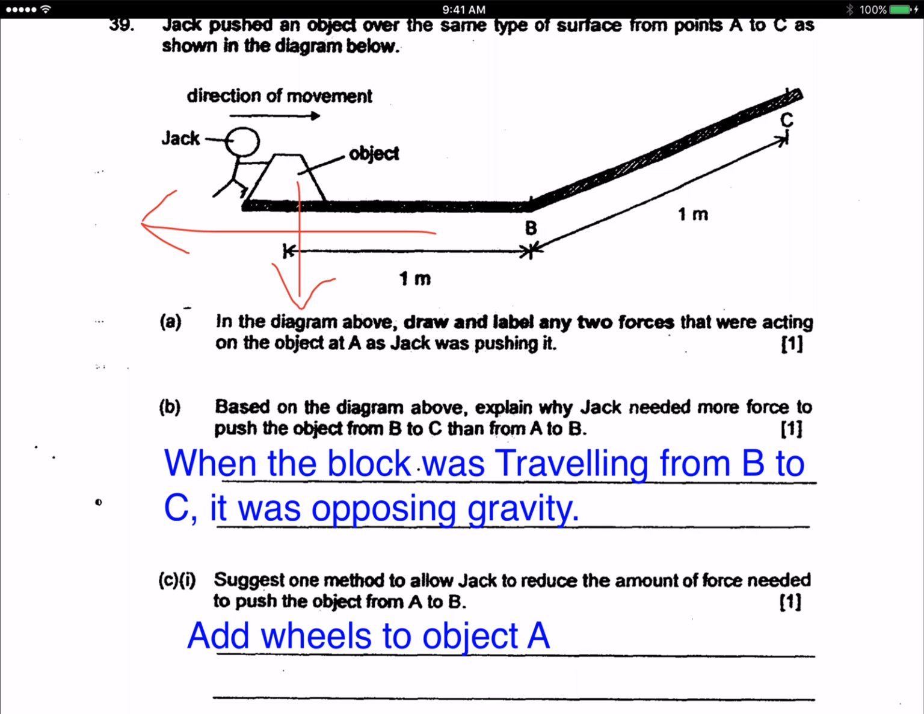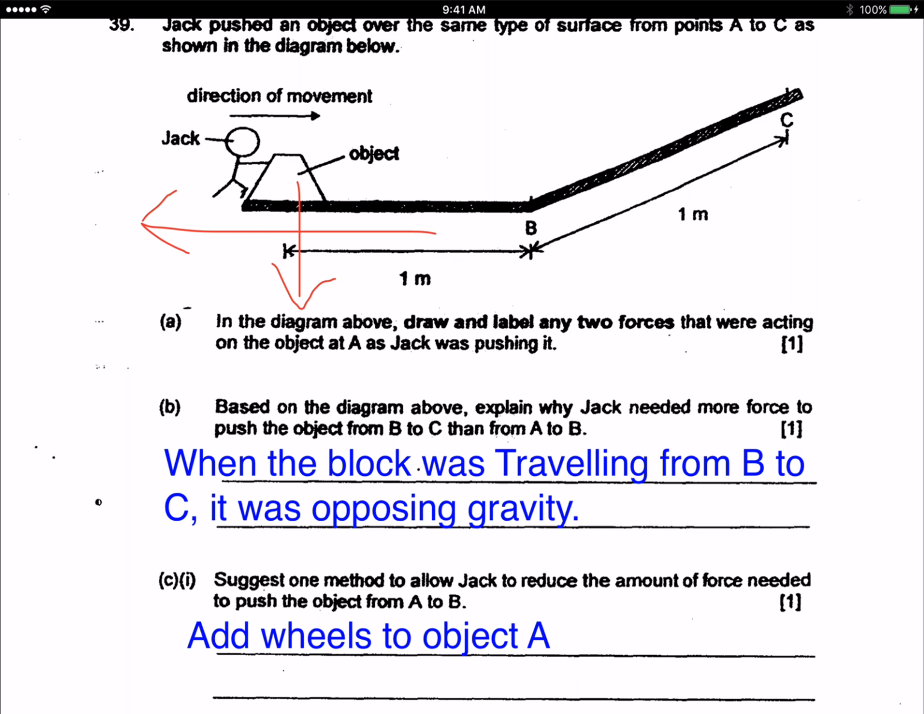So for part B, based on the diagram, explain why Jack needed more force when he's pushing it upwards. I'm at B right now. When the block was traveling from B to C, it was opposing gravity. So when you're opposing gravity, you need more force to push the object up.